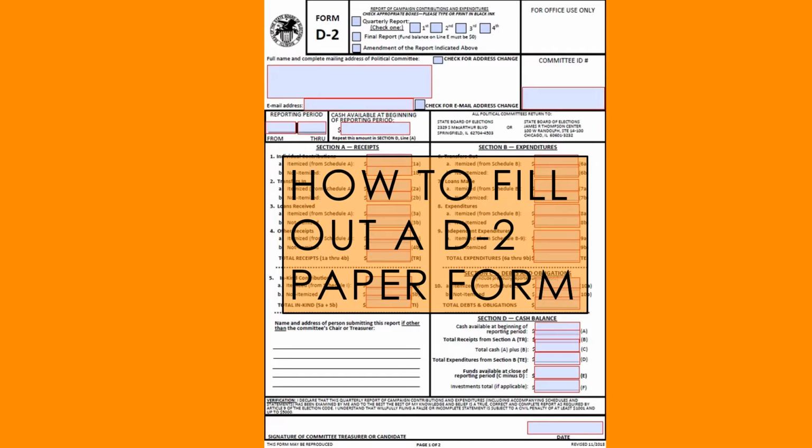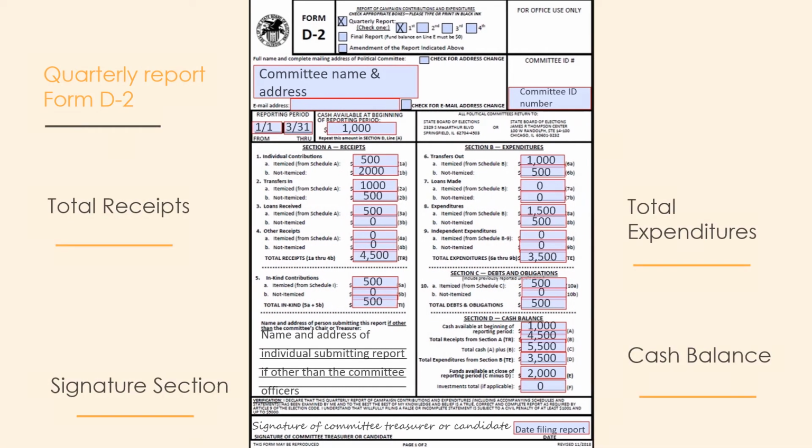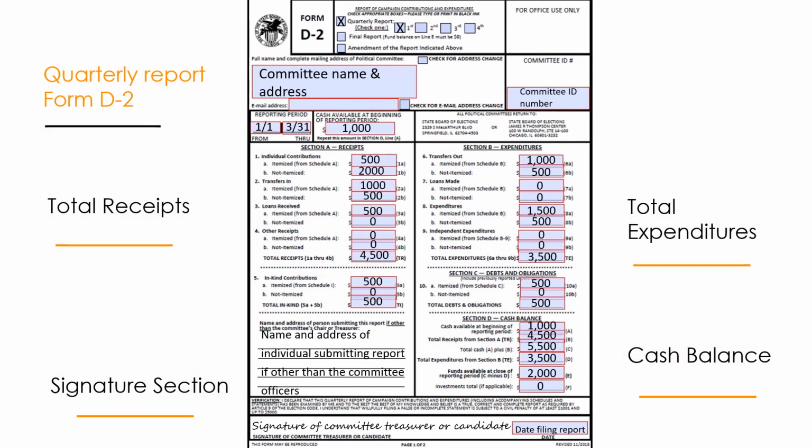Let's now look at how to prepare a quarterly report on paper. Starting with the quarterly report cover page, Form D2, you will first want to indicate whether the report is a quarterly, final, or amendment, and what quarter the report is covering. For a quarterly filing, check one of the 4 corresponding quarters to indicate which quarter the D2 is covering.